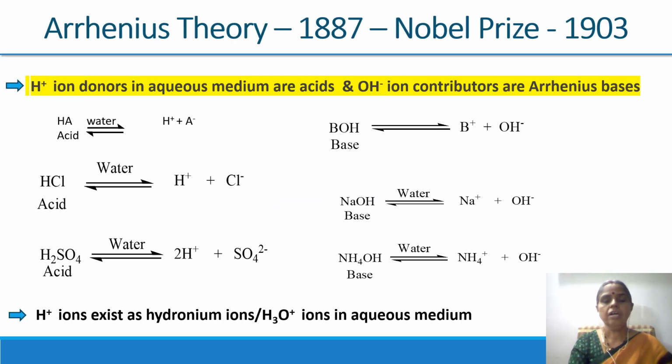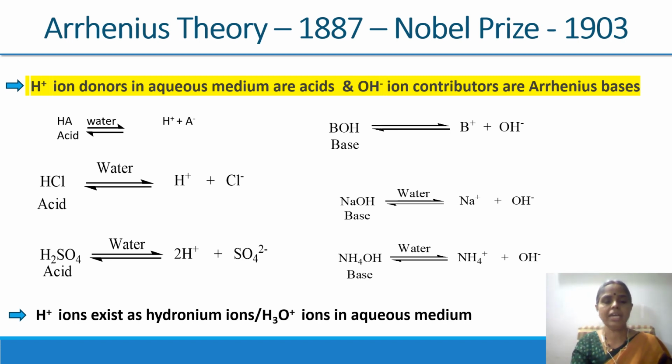To begin with, we learn about the Arrhenius theory, which was proposed in the year 1887, and Arrhenius received the Nobel Prize in 1903 for his theory. Simply, Arrhenius theory proposes that H plus ion donors in aqueous media are acids and OH minus ion contributors are bases. So, what are Arrhenius acids? Simply H plus ion donors. What are Arrhenius bases? OH minus ion donors are bases.